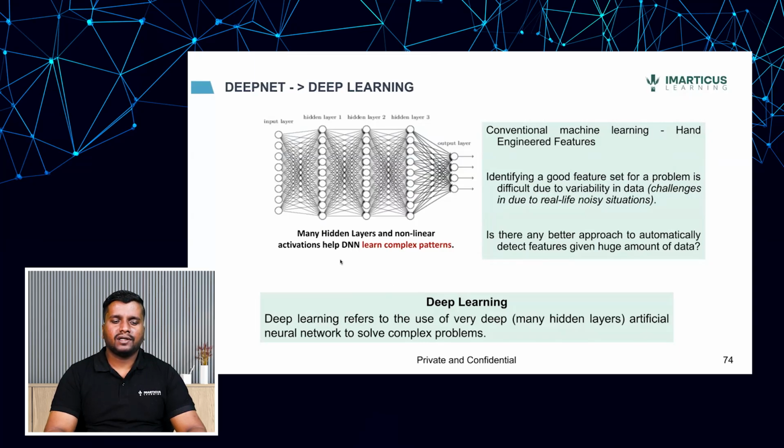Now we will talk about deep net, in contrast to conventional machine learning with hand-engineered features. Many hidden layers and non-linear activation help a DNN learn complex patterns in the data. As I told you, if you want to make more informed decisions and do more exploration of the data, you can increase the number of hidden layers. We can see a fully connected deep neural network where each and every neuron is connected with each and every input and the consecutive neurons in the upcoming hidden layers. Deep learning refers to the use of artificial neural networks with very many hidden layers to solve complex problems. Deep learning involves using such complex neural network mechanisms, which can help us make informed decisions and build AI applications.